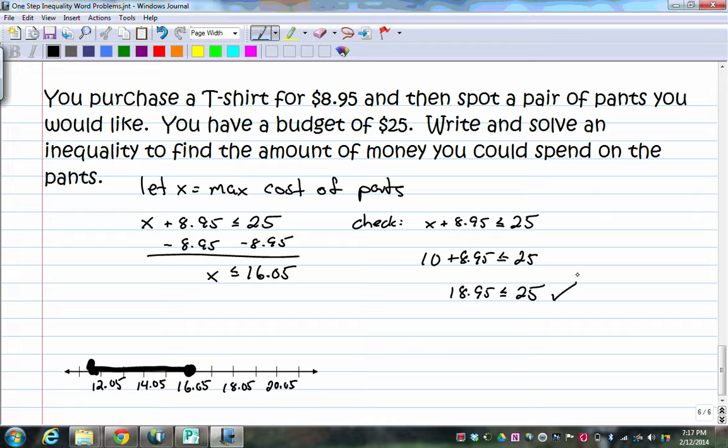And it works. Now, again, the one thing I didn't do in the previous problem, but I should have, and I'm definitely going to do here, is make sure to answer the word problem appropriately. So, the maximum price of the pants is $16.05. Okay? Remember that when it's a word problem, you should answer it in a sentence when you're done. Okay? That is all. Goodbye.